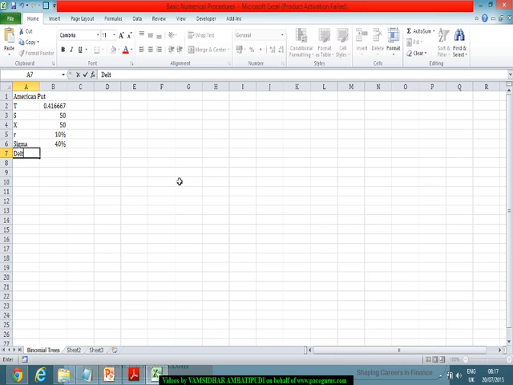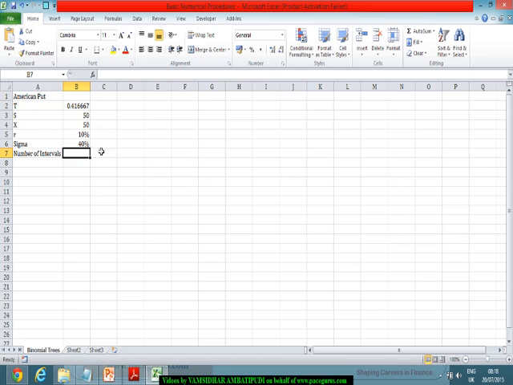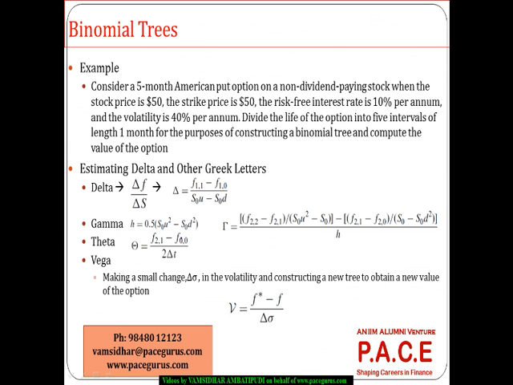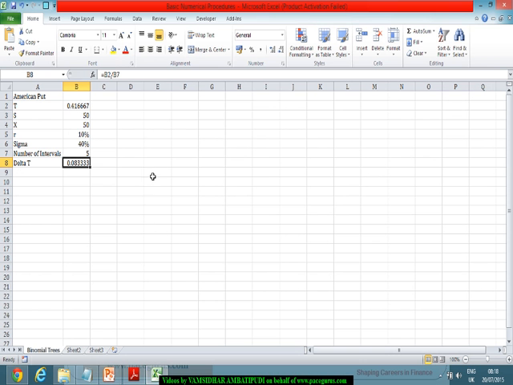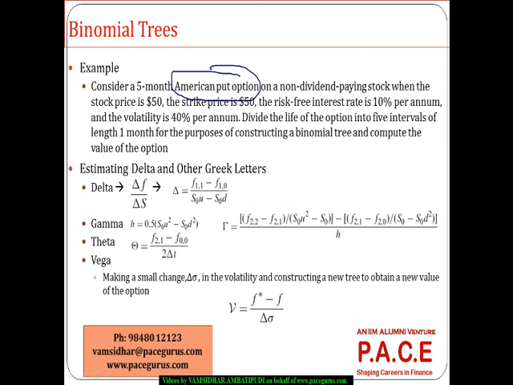So delta t for me is 1 month, which is nothing but, I'll say, the number of intervals. The number of intervals being asked is 5. So I get my delta t as 1 month, which is this number divided by 5. I get it as 0.08. So this is how I have to construct my tree. This is an American put option.